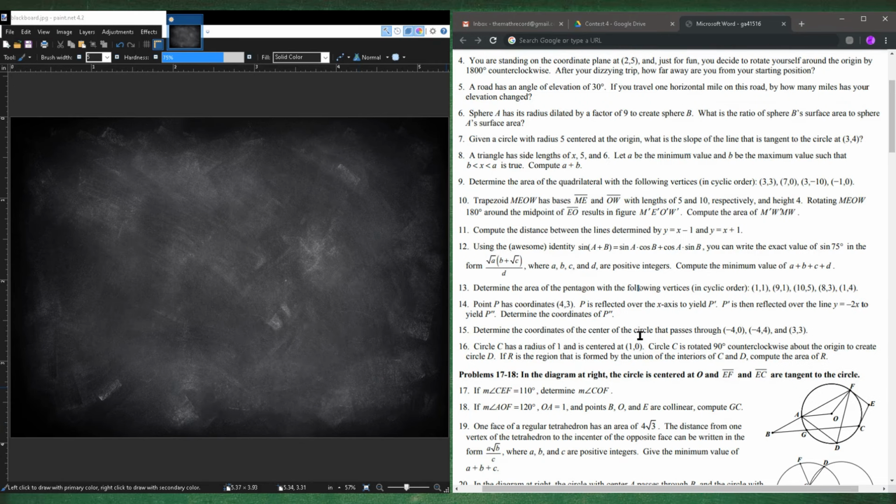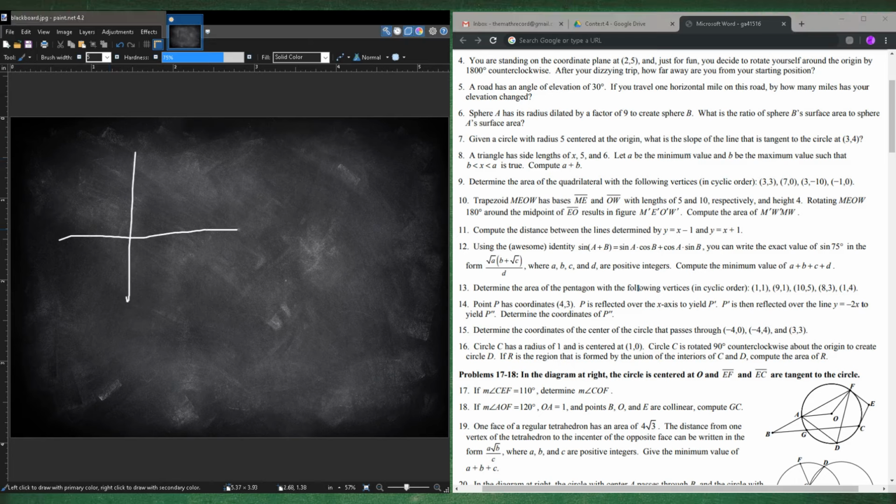Question 13. Determine the area of a pentagon with the following vertices in cyclic order. This one you probably want to use the Shoelace Theorem. So you have 1, 1 right here. You have 9, 1. Oops. Sorry, it's right here. 9, 1.